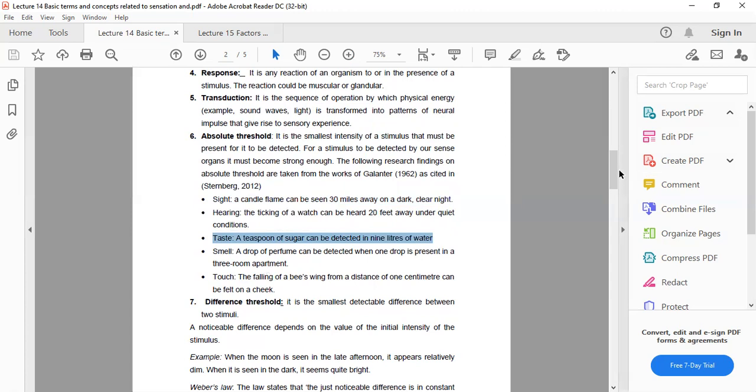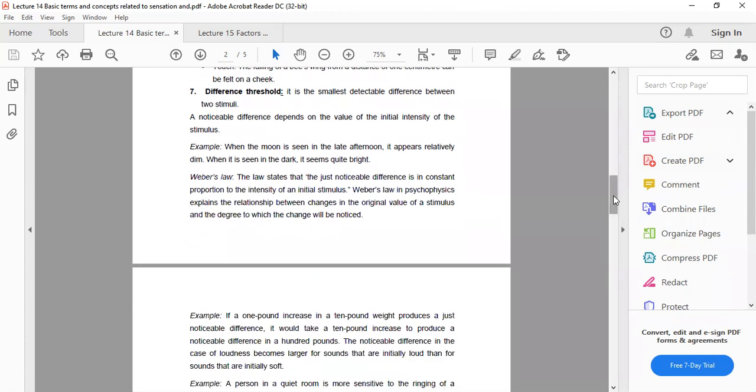Then looking at different thresholds, which is the smallest detectable difference between two stimuli, what they call the just noticeable difference. A noticeable difference depends on the value of the initial intensity of the stimulus. For example, when the moon is seen in the late afternoon, it appears relatively dim. When it is seen in the dark, it seems quite bright.